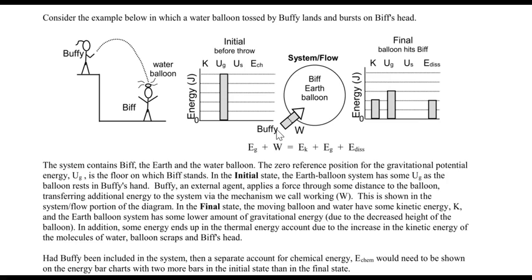Secondly, Buffy throws the balloon and applies an external force on the balloon as it leaves her hand. In that case, there must be some energy that's being transferred into the system. That's represented with this arrow drawn into the circle. And this represents the work that is done by Buffy on the system, which includes Biff, Earth, and balloon.